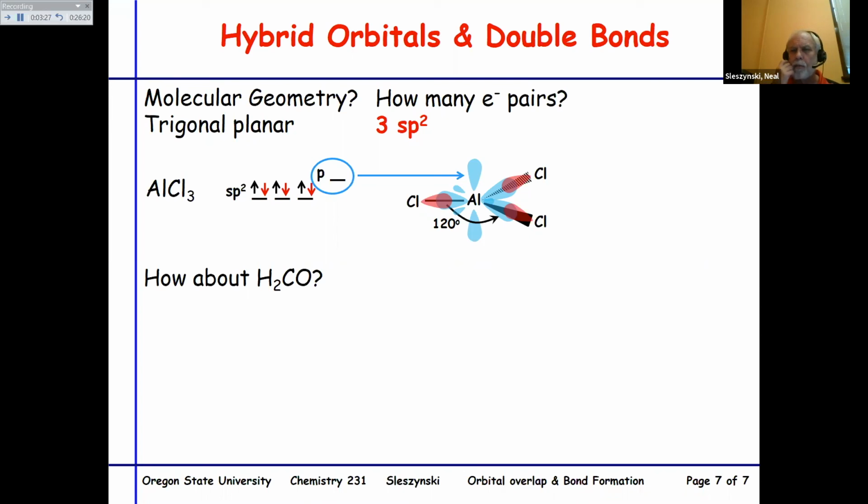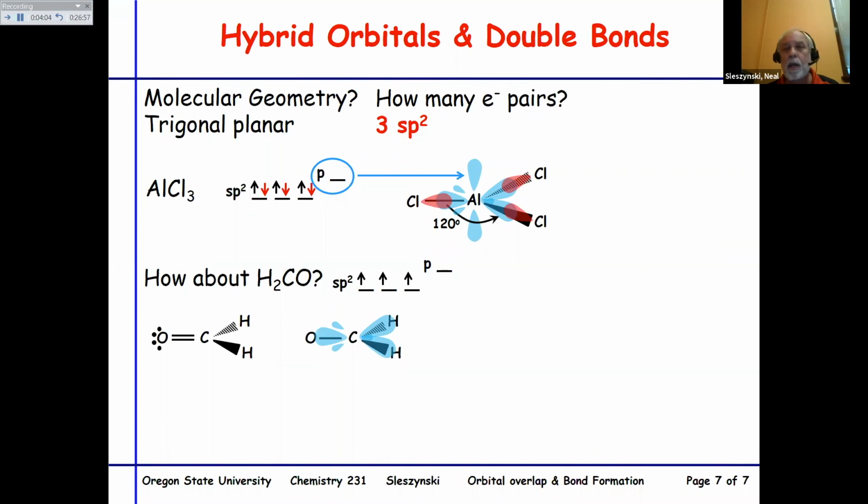Well, how about a simple organic molecule like formaldehyde? Well, carbon is our central atom in formaldehyde. If we were going to draw a Lewis structure, it would look like this, keeping in mind that Lewis structures are not real, but they're a great way to keep track, to do the bookkeeping on electrons. Well, carbon starts out with 4 electrons. 4 electrons means that I have to account for 3 electrons in single bonds, sp2. That sp2 hybridization tells me that the molecule is trigonal planar.